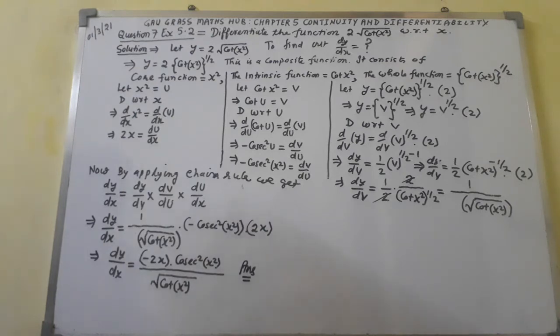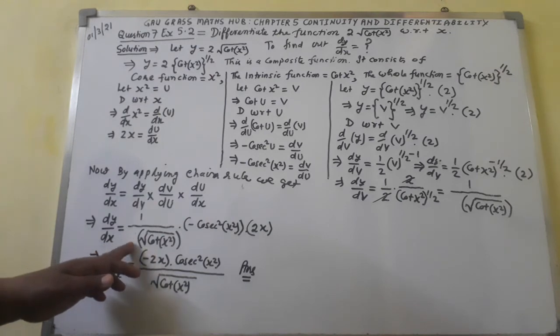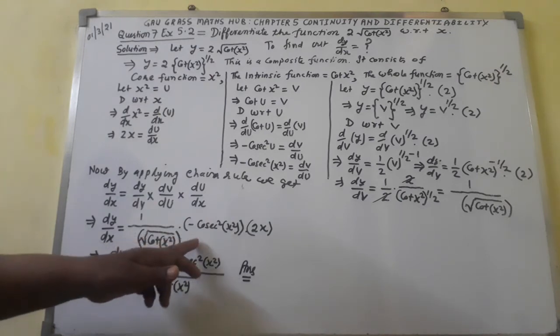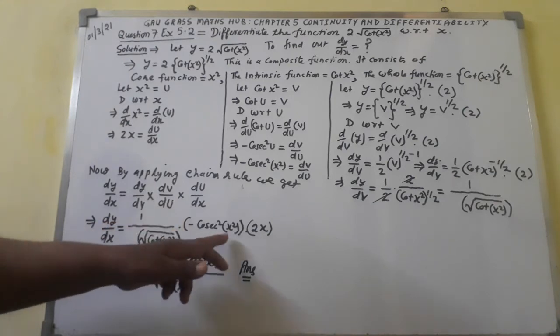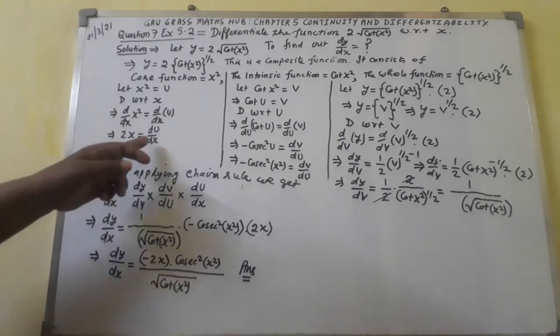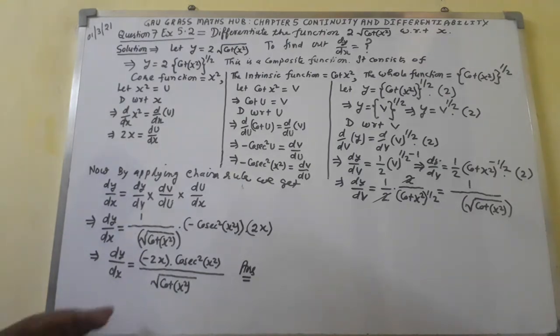Here 2 will cancel out. So dy over dv you have got this one, and dv over du you have got minus cosec square x square, and du over dx 2x you have got. So this will be the correct answer. Okay. Minus 2x dot cosec square x square whole over under root cot x square. This will be the correct answer you have got.